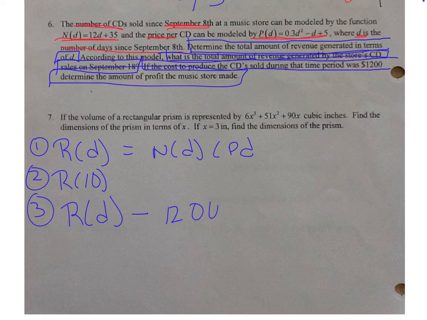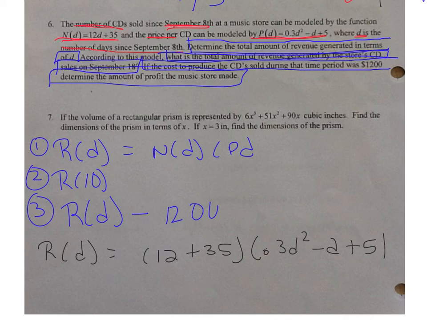All right, so let's start with number 1. We want R of D is equal to N of D times P of D. So that would be 12D plus 35 times 0.3D squared minus D plus 5. Now, it doesn't say simplest form. It just says in terms of D. So you can leave it like that. All right, so that was number 1.